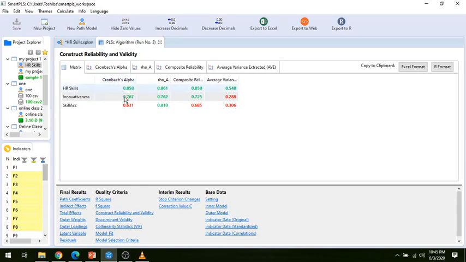Cronbach alpha, it is used for calculating the reliability and the composite reliability. Now both these factors should be more than 0.7. You will find skill acquisition, it is less than 0.7, so it is in red. Rest of the factors, they have more than 0.7 value, which are shown here in green color, both.